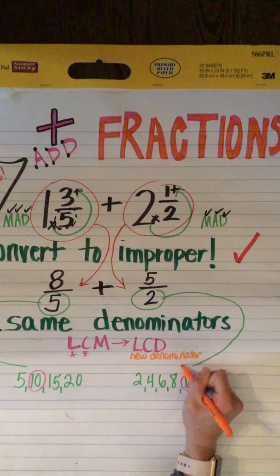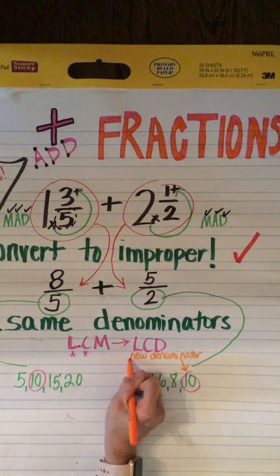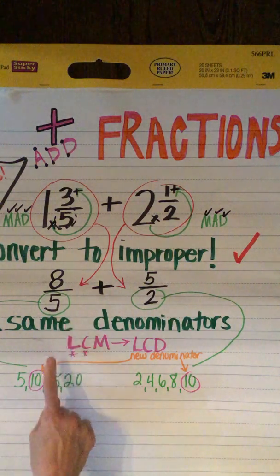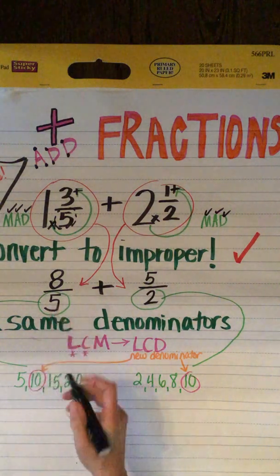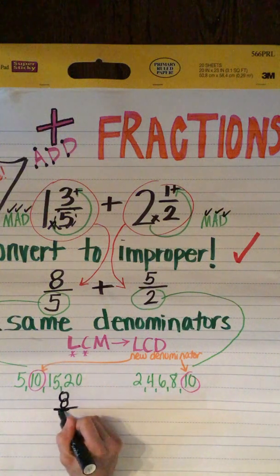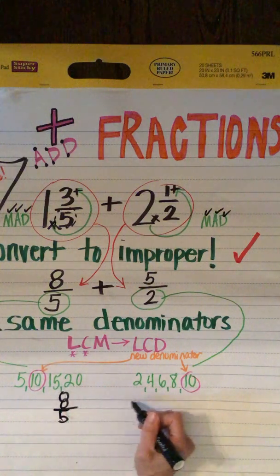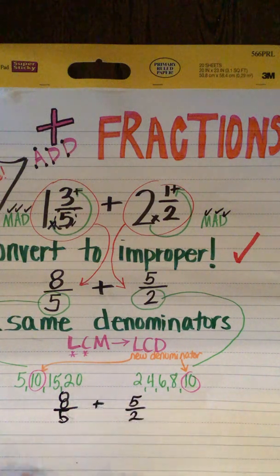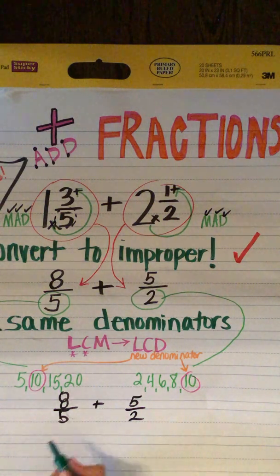That tells me 10 is the new denominator. So wait, that means I have to make 8/5 have a denominator of 10 and 5/2 have a denominator of 10. I can do that. This is equivalent fractions, okay?